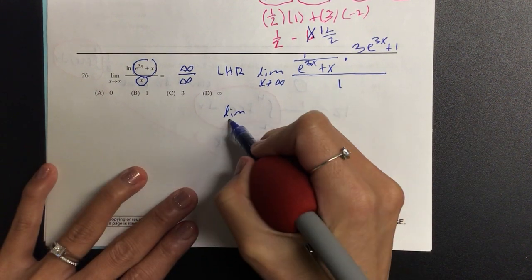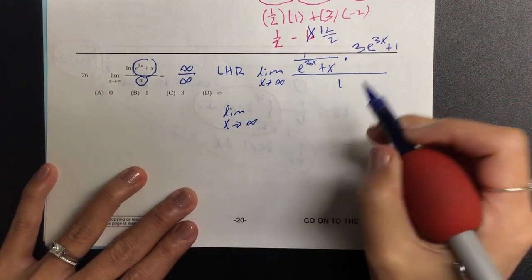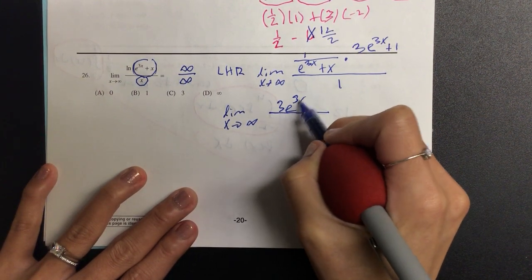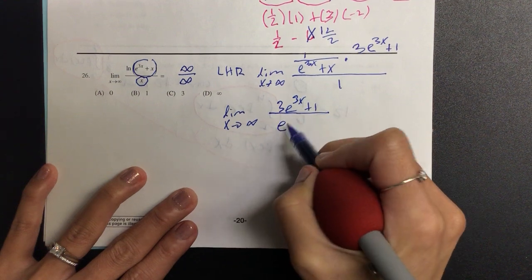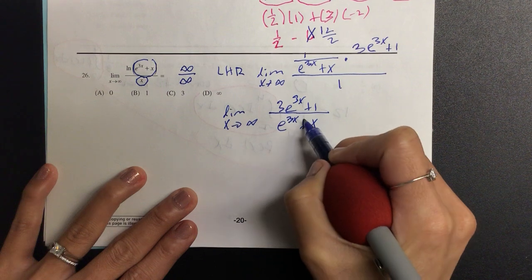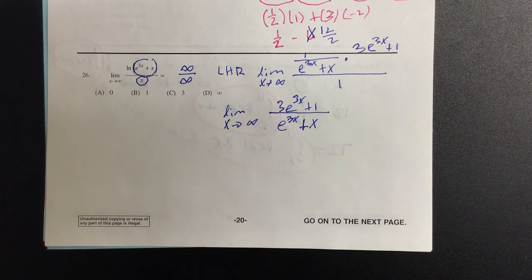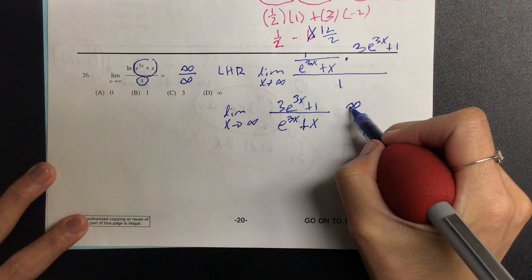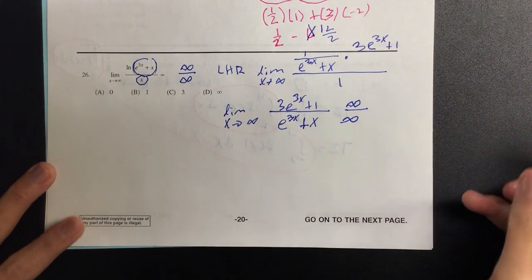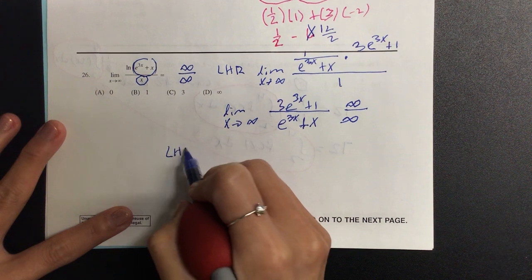So we have the limit. I'm just simply simplifying on this one. Let's put 3e to the power of 3x on top, and then whatever's already on the bottom. So now let's plug in infinity again. When I plug in infinity on top, we get infinity. What do I get again on the bottom? Another infinity. So we have to use L'Hopital's rule one more time.